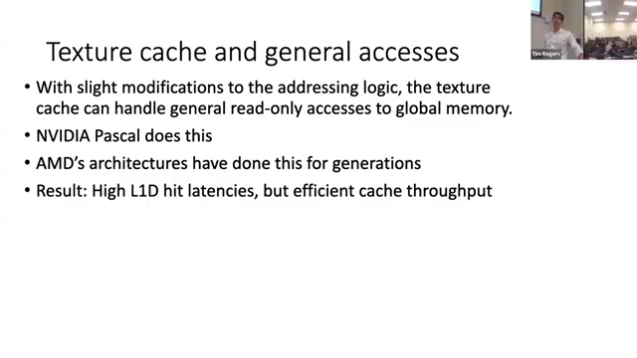And so you don't have to have special instructions to access this. If you just do a global load on a Pascal machine, it will translate that and send it down the texture pipeline. It'll bypass all that filtering, because you don't need that when you're doing a general purpose access. It'll just use the SRAM for the texture cache to access this.